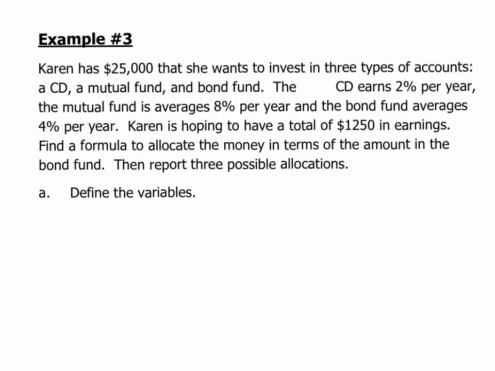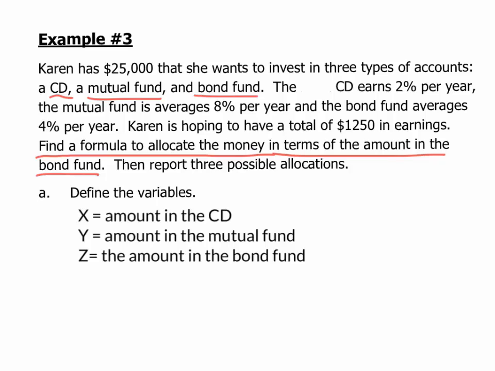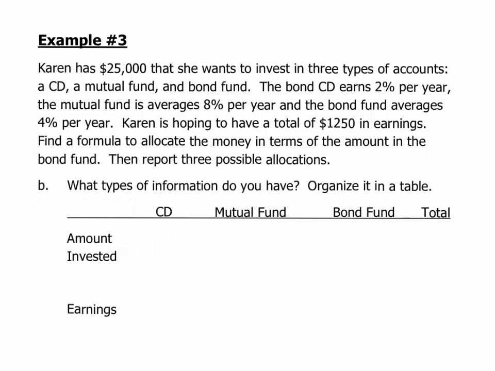Once again, the first thing we're going to do is determine what our variables represent. And if we read our problem, it usually tells us in here what they're wanting specifically. So in this example, it says find a formula to allocate the money in terms of the amount in the bond fund. So we need to know how Karen is going to allocate the money into these three different funds. I'm going to let my three variables be the amount in each type of investment. X is the amount in the CD, Y is the amount in the mutual fund, and Z is the amount in the bond fund.